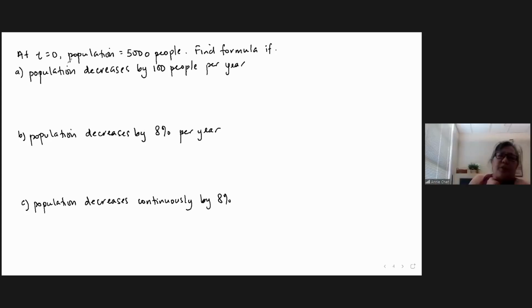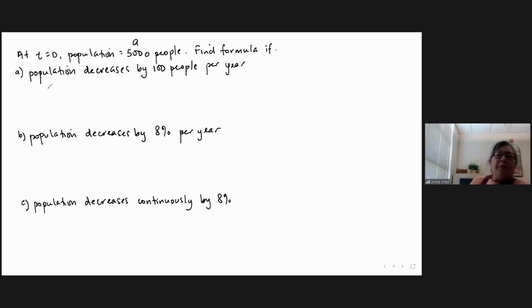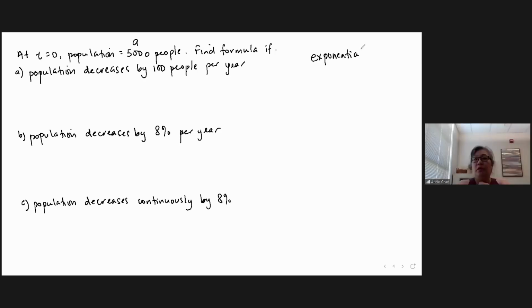At t equals 0, population is 5,000 people. What did I just give you? A. Okay. Find the formula if population decreases by 100 people per year. What kind of formula is this? Exponential. Annual. Exponential, annual.